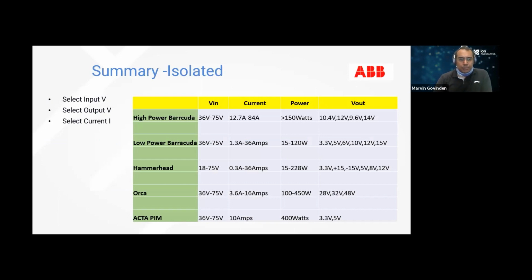This is a summary table of what you can see. What we really need is just to know what your application is, what power you need, your input voltage, the current you're looking for, and the output current and voltage that you need. With that, we can define which family falls into the product that you need.